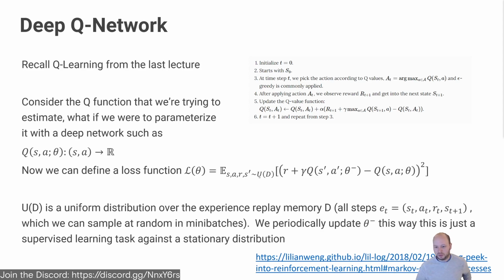So another thing that might be annoying, like what is this U(D)? Well, that's a uniform distribution over what's called the experience replay memory. So what we're going to do, instead of looking at the data that we're seeing, we're actually going to look at the data that we've seen and just sample it randomly.